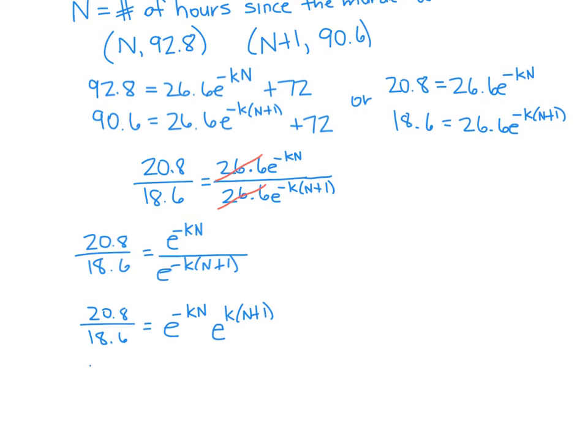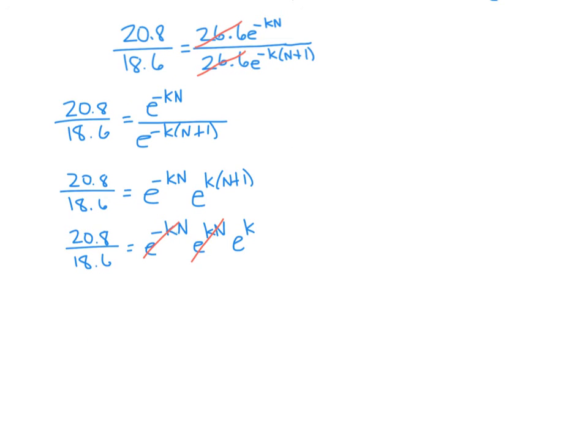So then what we have here, we still have the 20.8 divided by 18.6 on the left. So we have e to the negative k times n times e to the k times n times e to the k. Alright, so now notice here the e to the negative k times n cancels out with e to the positive k times n. So now what we have here is 20.8 divided by 18.6 is equal to e to the k. We've almost solved for k.